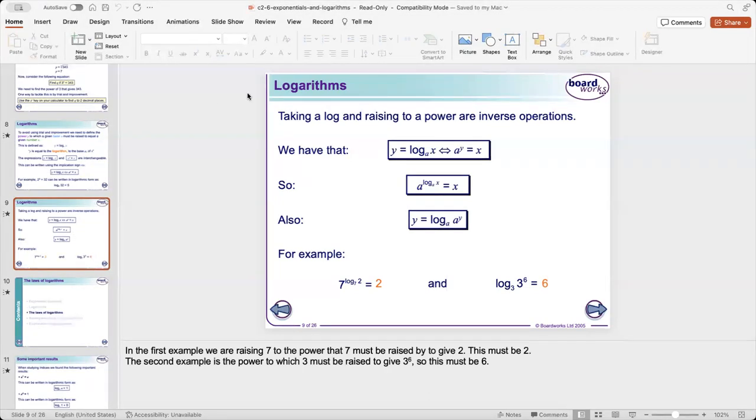In some situations, you can also say a to the power of log a x equals x. You can also express y as this, the same thing. So for example, 7 to the power of log 7 2 equals 2, and 3 to the power of log 3 6 equals 6. That's it.